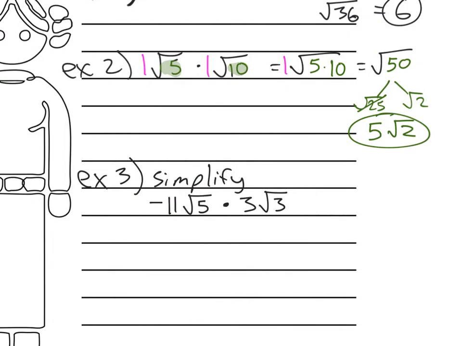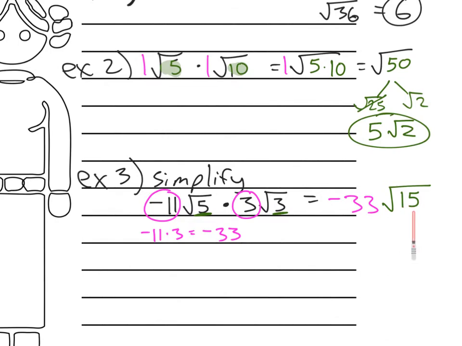All right, now we see there are no more invisible ones. We'll have to take care of these numbers outside. Just stick to your rules though. So on the outside, we're going to multiply negative 11 times 3. So negative 11 times 3 is negative 33. So that'll be our new outside number. So equals negative 33. Inside we have 5 times 3. So what's 5 times 3? 15. Now look, can we simplify 15?